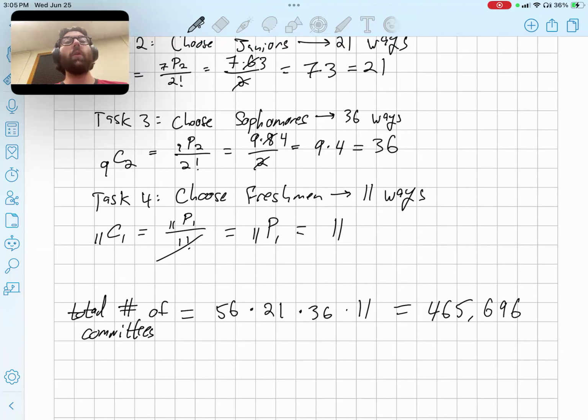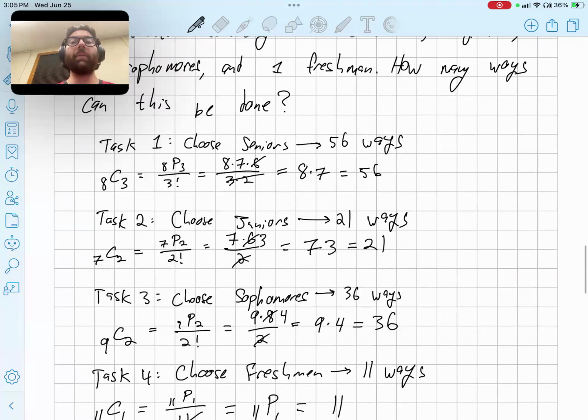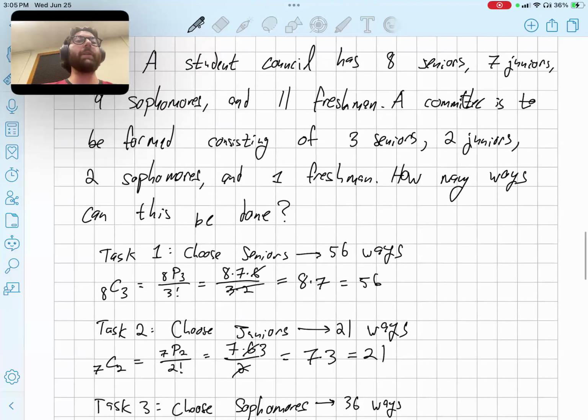Okay, so hopefully this has given you a little bit of a feel for how we can use these permutation and combination formulas when we're doing these more complicated counting problems. But that's going to be all for this video.